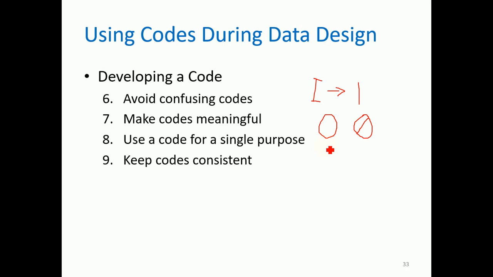And then number eight is use a code for a single purpose. So do not use a code to classify unrelated attributes. And then number nine, of course, is keep codes consistent. If there is already an existing code that is used, do not create another one, because again, it will confuse the users who will use the code.